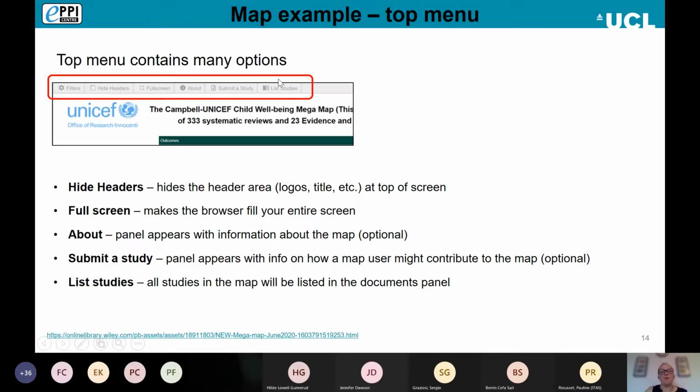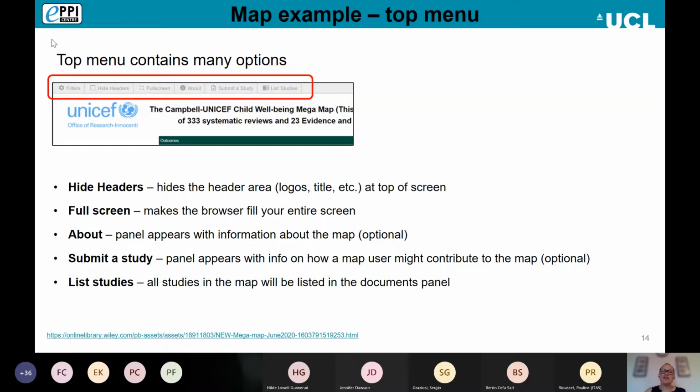In terms of that top menu, there are many options available to you. Hiding the headers will hide the header area, so the area where you've got logos, the title, etc. It just makes the map appear larger on the person's screen because it takes away that branding. You can also select full screen, making the browser fill up the entire screen, just making it a little bit larger to work with.